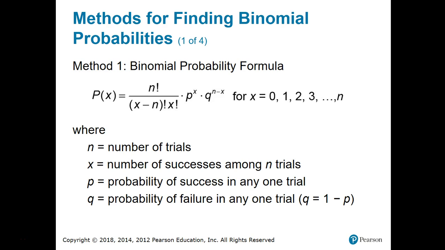You will want to write this formula down. P of x equals n factorial over (n minus x) factorial times x factorial, times p to the x times q to the n minus x, for x equals 0 to n. N is the number of trials, x is successes among the n trials, p is the probability of success, and q is 1 minus p, the probability of failure. So this is the binomial probability formula. I'm going to write it down myself.